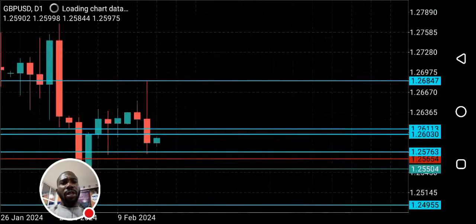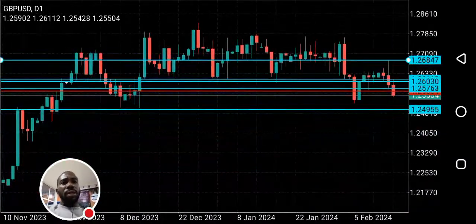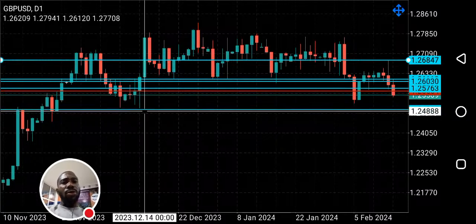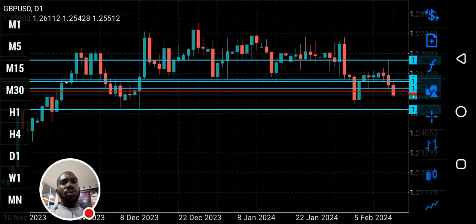What do we have on daily? This is on daily. You can see that we have liquidity at these lows. They will need to clear these lows. Let's go down to 4 hour. On 4 hour.